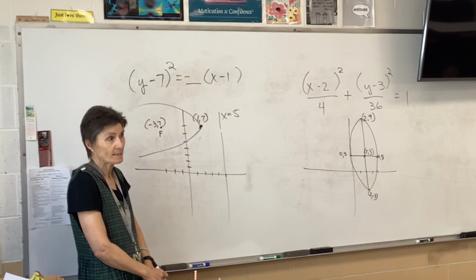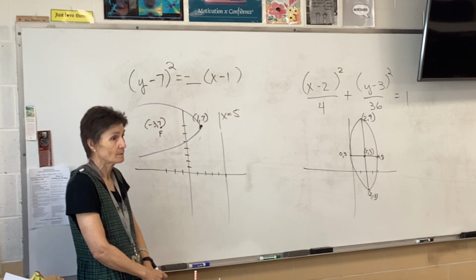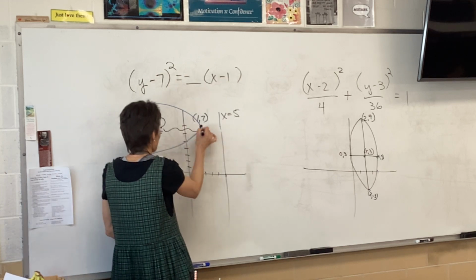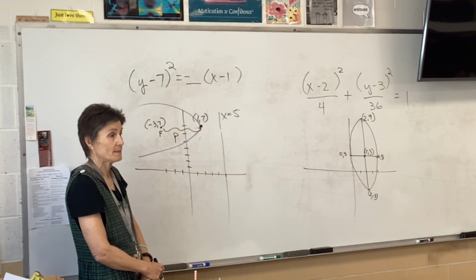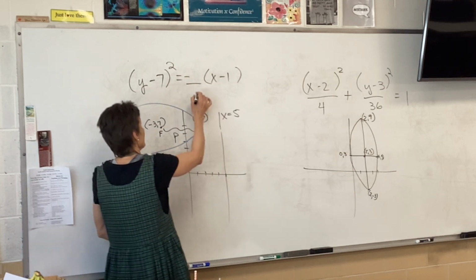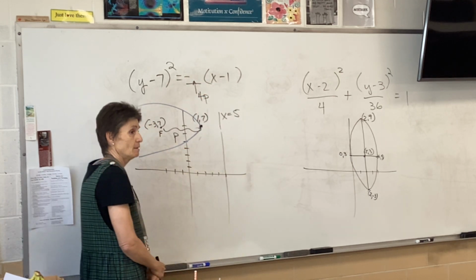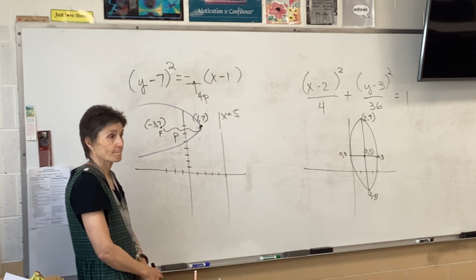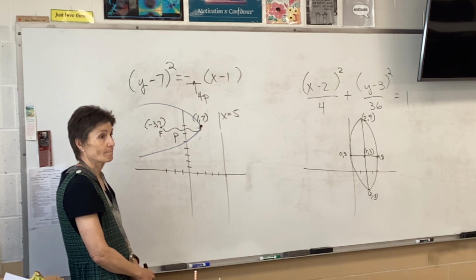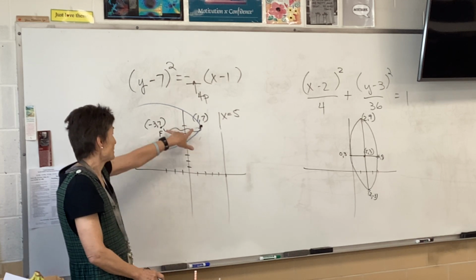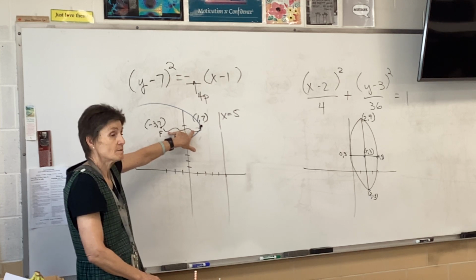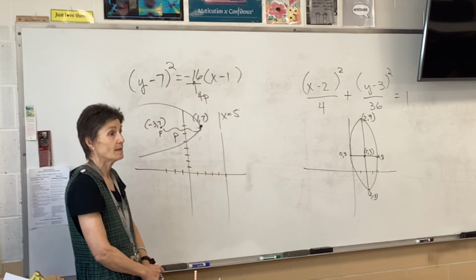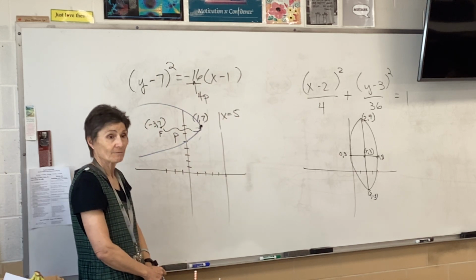This problem has trickiness written all over it. You have to be careful. This distance right here in the picture is called p. In the equation, that number is 4p. So what's that number going to be? What's p? 4. So that number's got to be a 16. Now, you already marked it negative. It has to be a -16 because you're opening to the left.